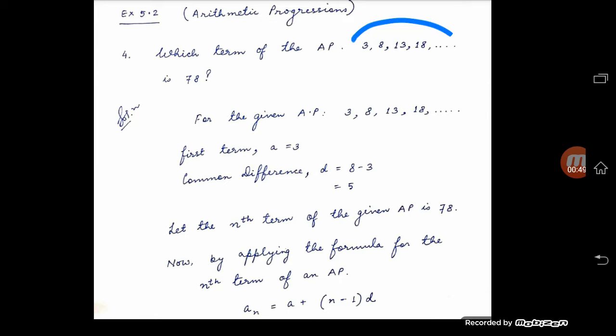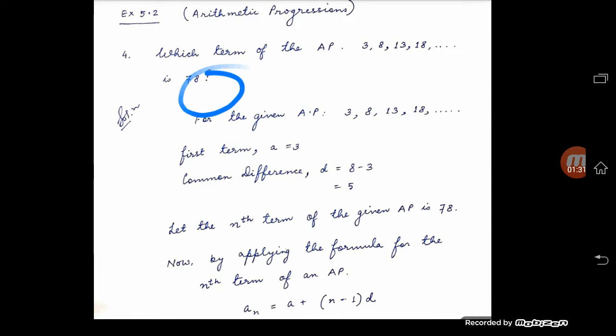Now, since it is already given that it is an AP, you don't have to prove separately that it is an AP. So we directly write the first term of this AP as a, which is 3. The common difference d is 8 minus 3, which is 5. You can take any two consecutive terms to find a common difference. Now, let us just assume that the nth term of this given AP is 78, because we have to find where 78 lies. Means in the position n, 78 lies.